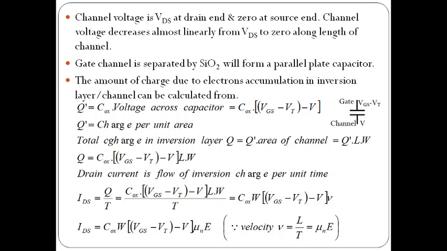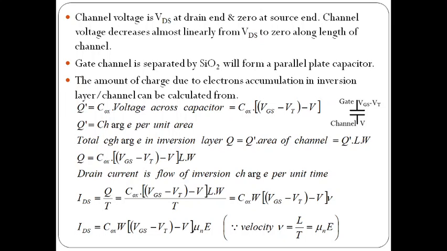We know the current can be defined as charge per unit time. So the drain current is the flow of inversion charge per unit time. So IDS equals Q by T. We already know Q equals Cox into (VGS minus VT minus V) into L into W, divided by T. Here L is the channel length and T is the time. So length by time we can write as the velocity of the charge carriers. Here we are considering the n-channel, so it is the velocity of the electrons.